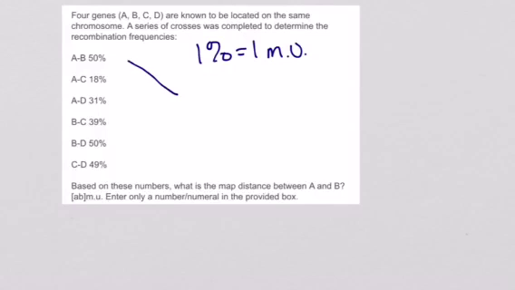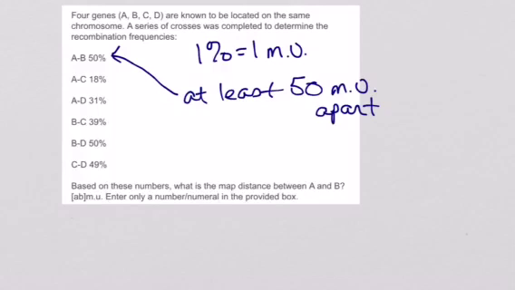And that is the case as long as we're talking about recombination frequencies less than 50%. So when we have something that's 50%, like the recombination frequency between A and B in this example, remember that genes that are far apart give a 50% recombination frequency, and that's our highest number. So what that 50% means is that the genes are at least 50 map units apart, but it doesn't mean that they are exactly 50 map units apart. So we know that they're 50 map units or greater.